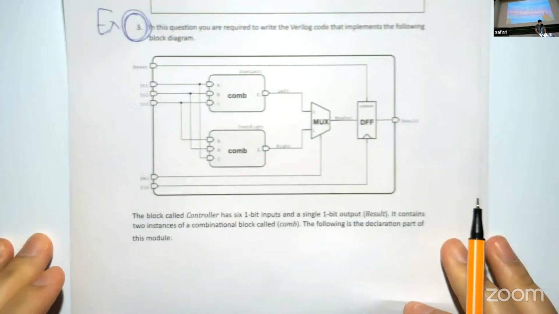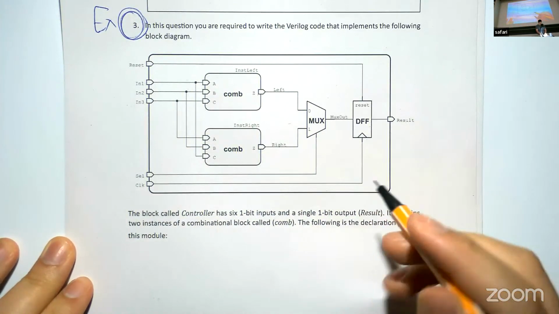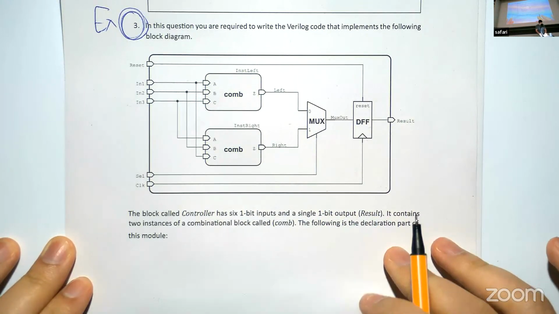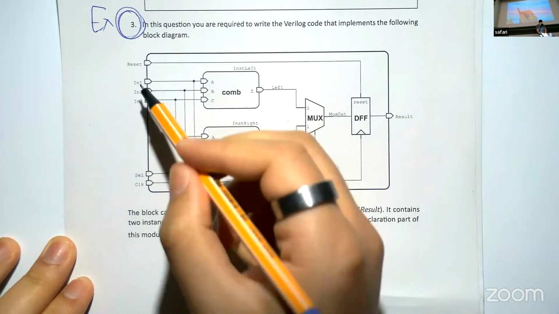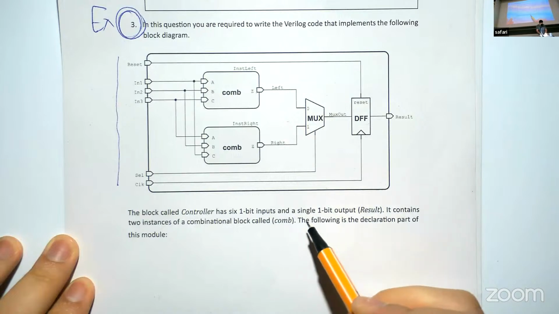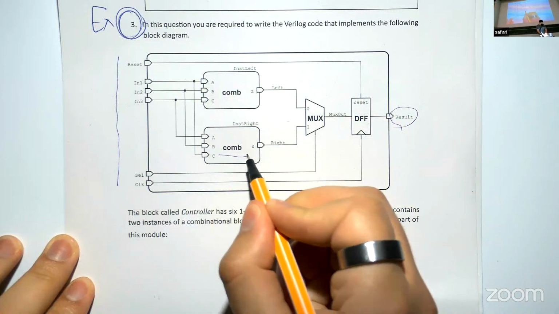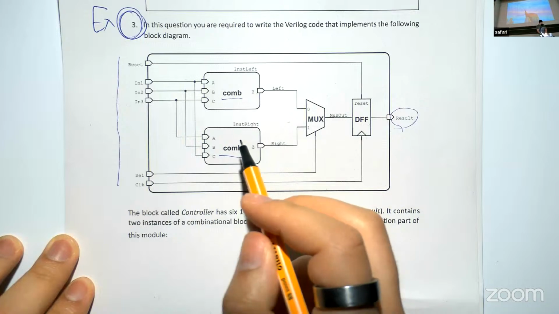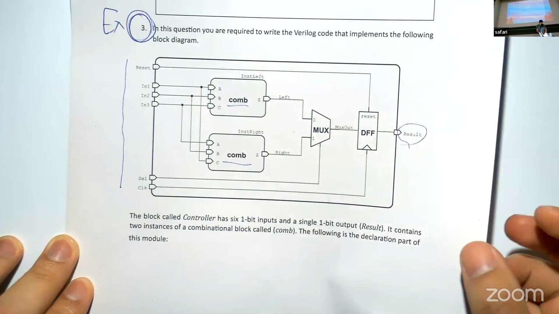So this question is asking you to write the Verilog code for the module that you see here. You have this block diagram. It says this block is called controller and has 6 1-bit inputs that you can see here on this side, and one 1-bit output. That's the result. It contains 2 instantiations of the comb module, combinatorial, I guess.